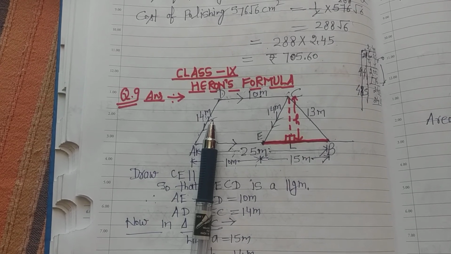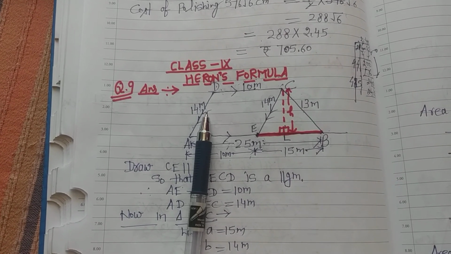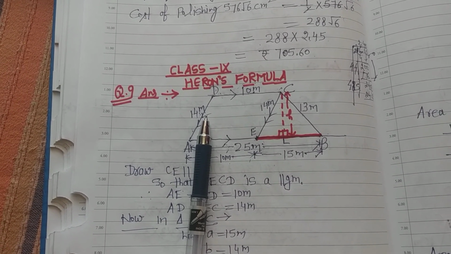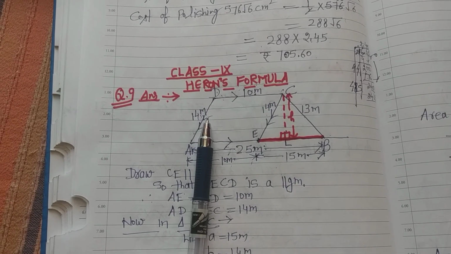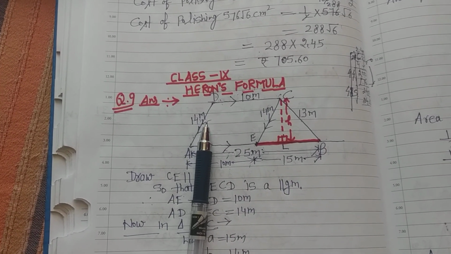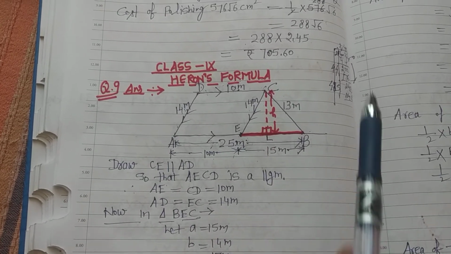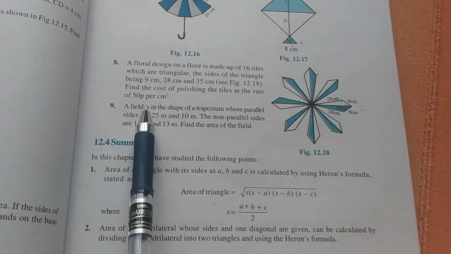In this class I am going to discuss question number 9 and question number 3 of exercise 12.2, class 9, chapter name Heron's formula. So let's start with question number 9. Question number 9 is here.